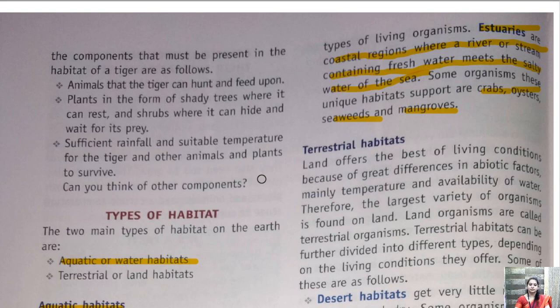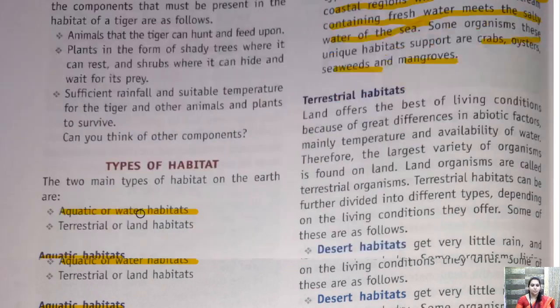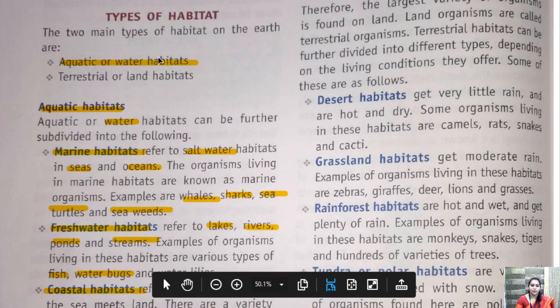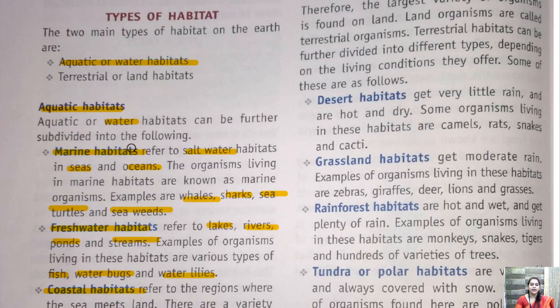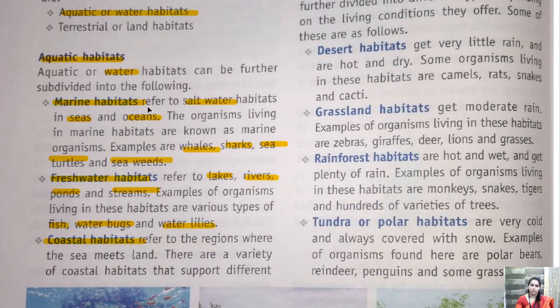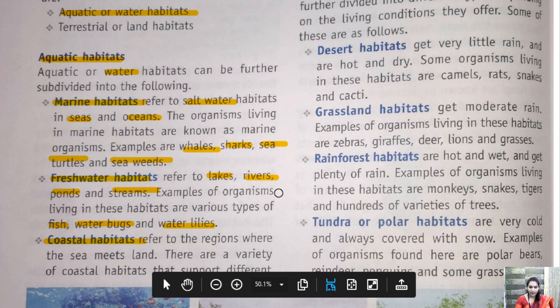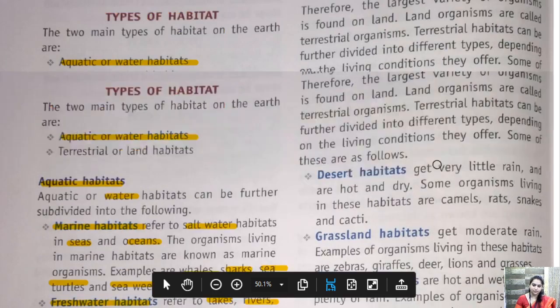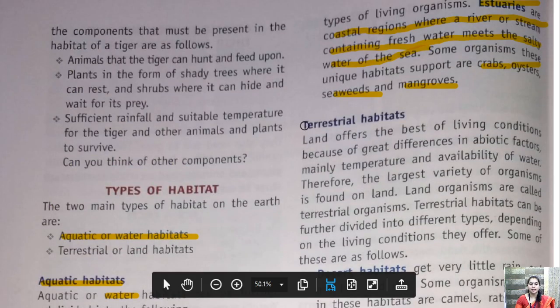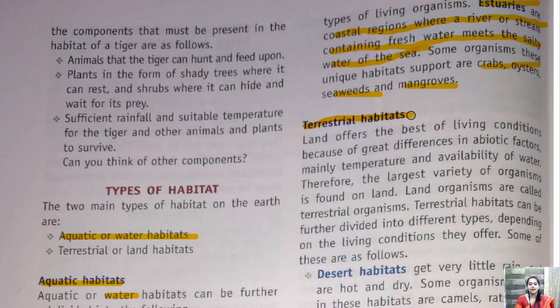Got it? So this was about the aquatic or water habitat. Aquatic basically means water, and it has three different types, that is marine habitat, freshwater habitat and coastal habitat. And there are few examples that you need to learn. Okay, now coming on to next type of habitat, that is terrestrial habitat. What is terrestrial habitat? So in terrestrial, we'll basically talk about the land area.